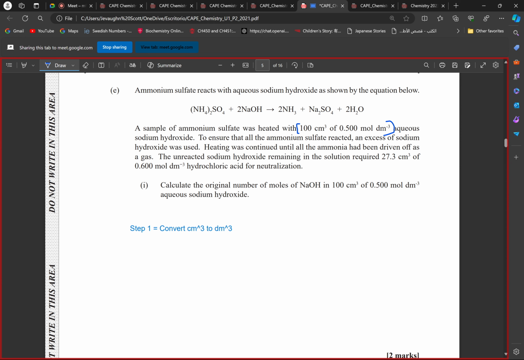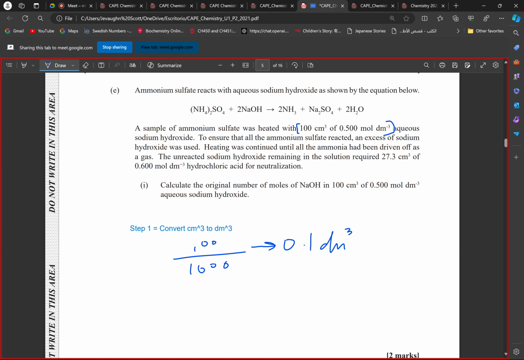Okay. So converting 100 cm cubed to dm cubed is what? What do we do? We divide by 1,000, right? Yes, sir. All right. So it's just the 100 divided by 1,000 to give us 0.1, right? dm cubed.